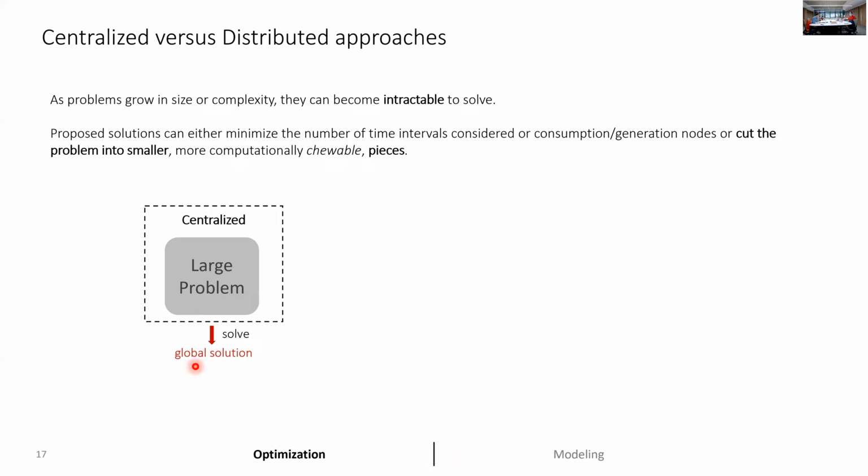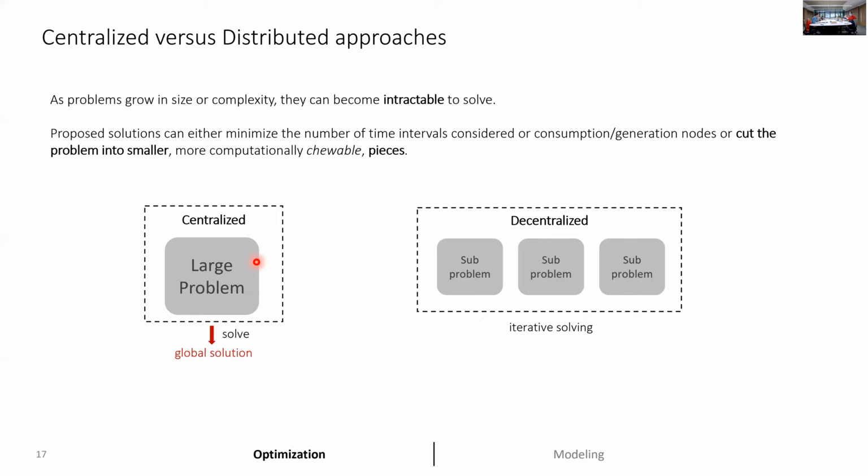And if this is decentralized, you cut this large problem into different subproblems that you will iteratively solve. So you will solve subproblem one, you'd get a local optimal for subproblem one. Then there is some communication between these problems and you would get the local optimization for subproblem two. And then starting again, you would converge back. And this process would be repeated until we have a global solution convergence.